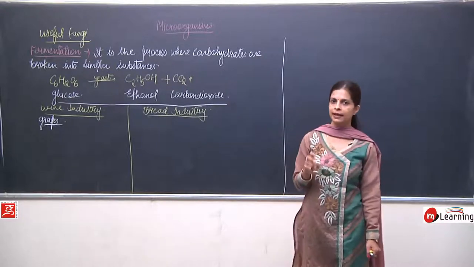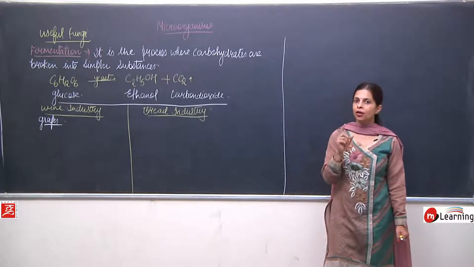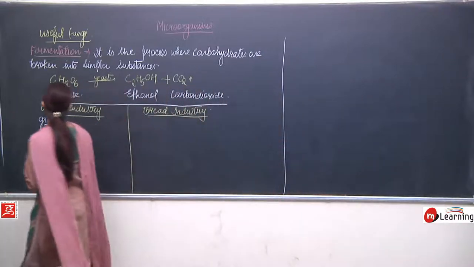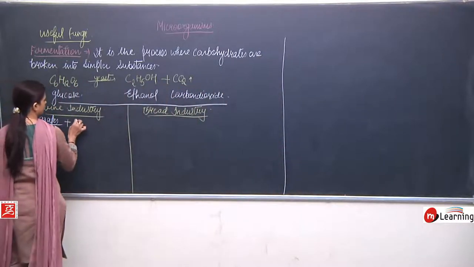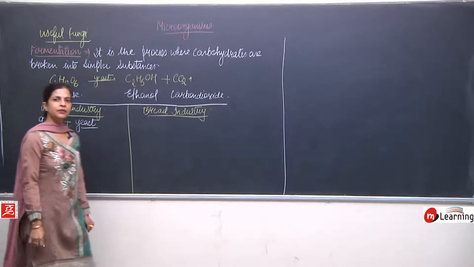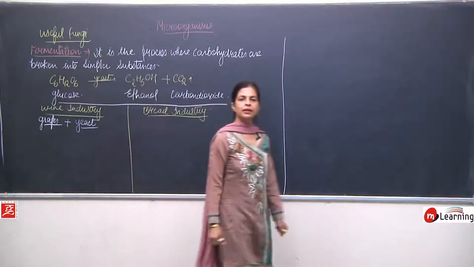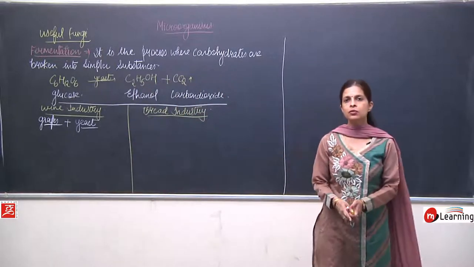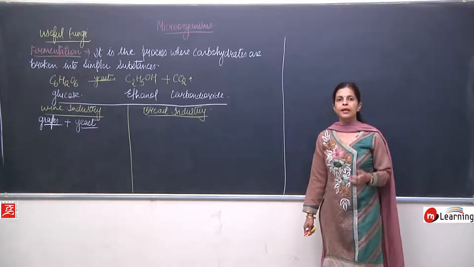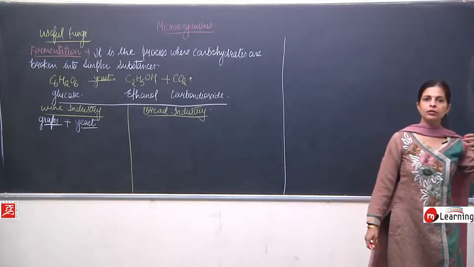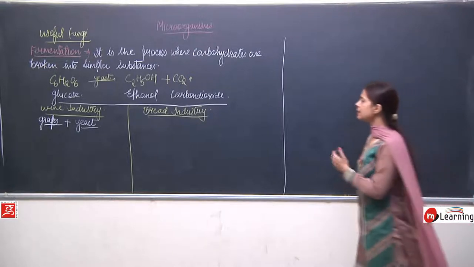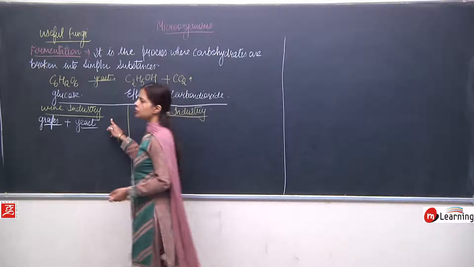Yeast is already present there, but yeast is also added artificially to the crushed grapes. Now why is yeast added artificially to the crushed grapes? Just to increase the speed of the reactions, so that the time consumption is reduced and the reaction is faster. That is the reason yeast is added artificially also.